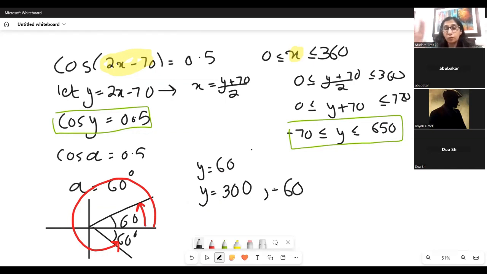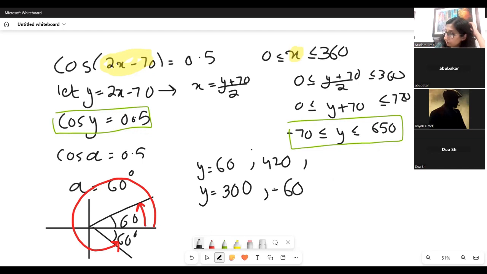Now I'm again going to go back to 300 and add 360 to that. 300 plus 360 is 660, which is not in the domain. So no, I can't write that as my answer. Now I'm going to add 360 to 60. 60 plus 360 is 420, which is in the domain. Add another 360 to it, 780, out of the domain. So the four answers I'm getting are minus 60, 60, 300, and 420.